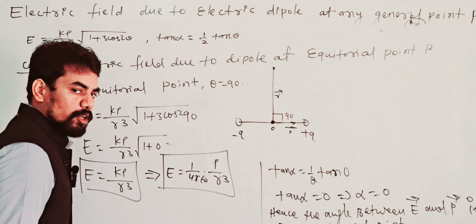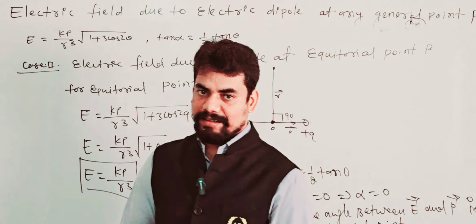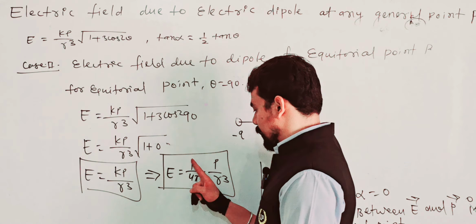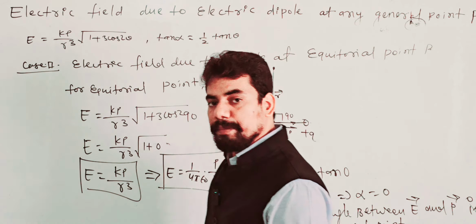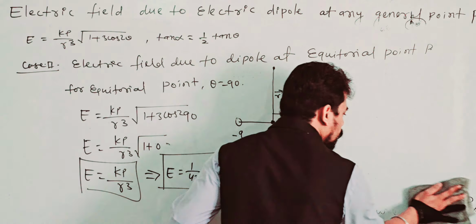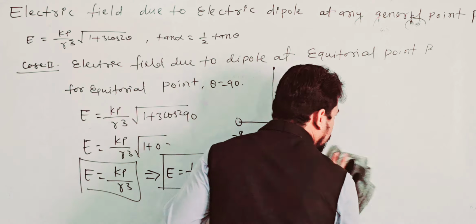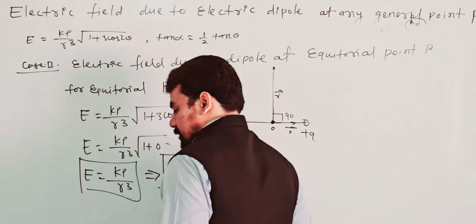Point to be noted. At axial point, the field is 1 by 4 pi epsilon naught 2P by R cube. Here it is 1 by 4 pi epsilon naught P by R cube. It means the field at axial point is twice that of the equatorial point. The electric field at axial point is twice that of the equatorial point.